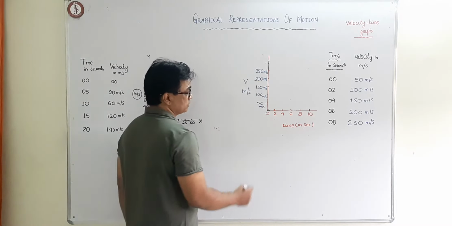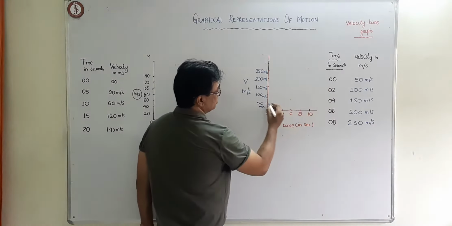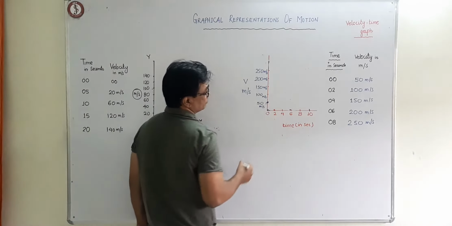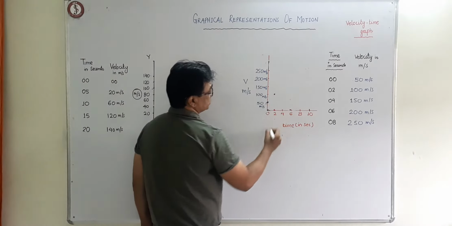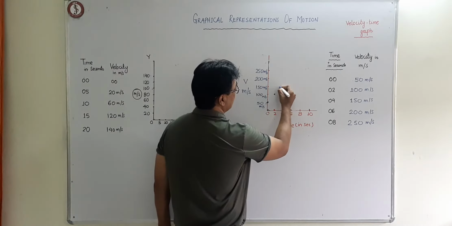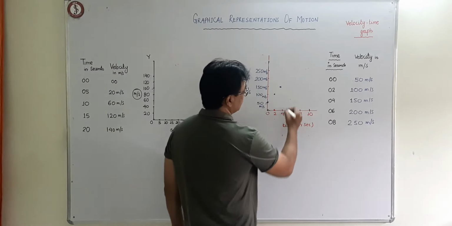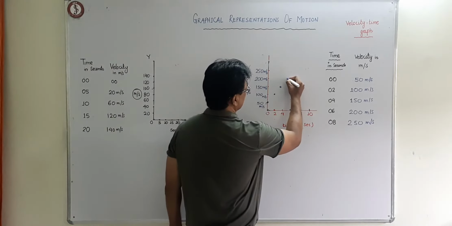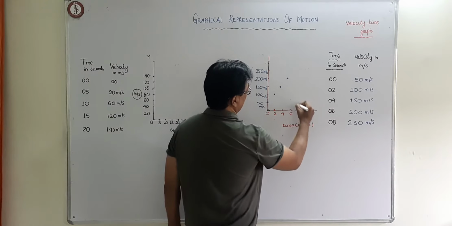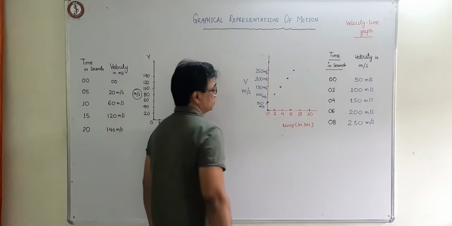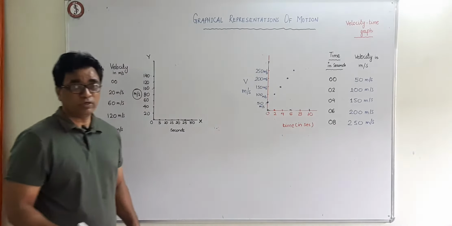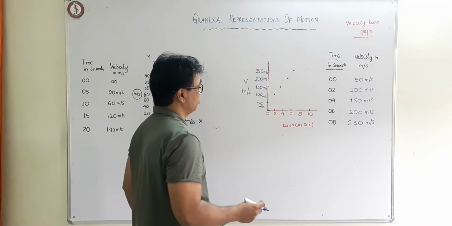So now what happens? Let us see. At 0 it was already having a velocity. Then after 2 seconds it had 100 meter per second. Then after 4 seconds it was 150 meter per second. Then after 6 seconds it was 200 meter per second, right. And after 8 it was having 250 meter per second. So when I plot it on a graph, I join all the points.